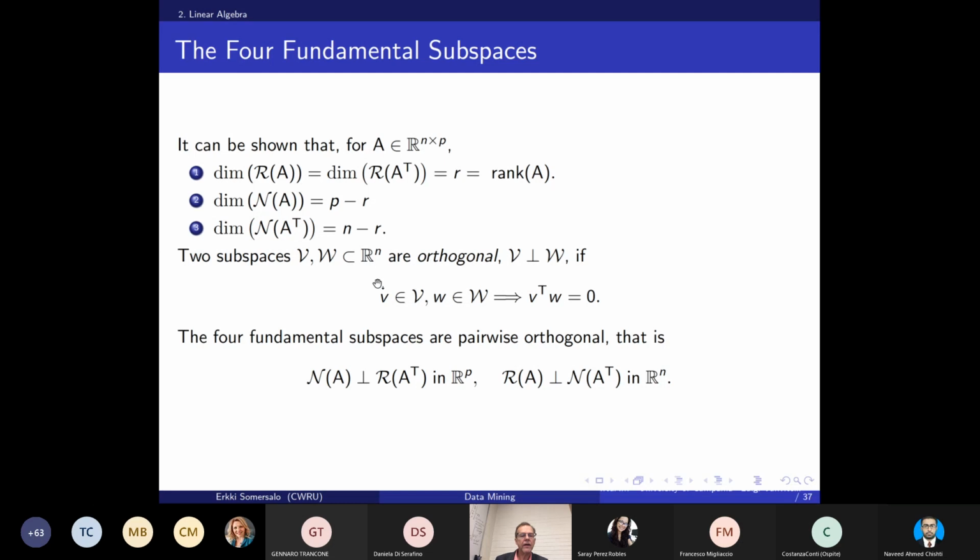That's not all. What is more is that the null space of A is orthogonal to the range of A transpose. So remember, the null space of A and the range of A transpose are subspaces of the same space Rp. It turns out that if I take any vector from the null space of A and any vector from the range of A transpose, those two vectors are always orthogonal to each other. So this is a nice and deep result from linear algebra.